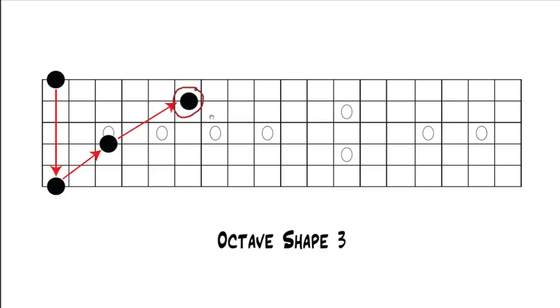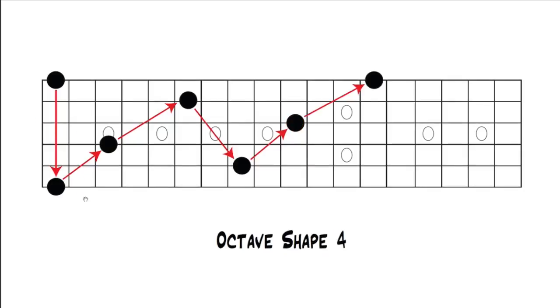Now we start on this note, and since that's on the 2nd string, we use Octave Shape 5 to find our next closest note with the same name. Now we start here, and since this is on the 5th string, we use Octave Shape 2. That gives us our next closest note with the same name. Now we're on string 3, so we use Octave Shape 4, and that gives us our next closest note with the same name. So using those octave shapes, just starting on one note, I was able to find all the notes with the same name all the way to here.